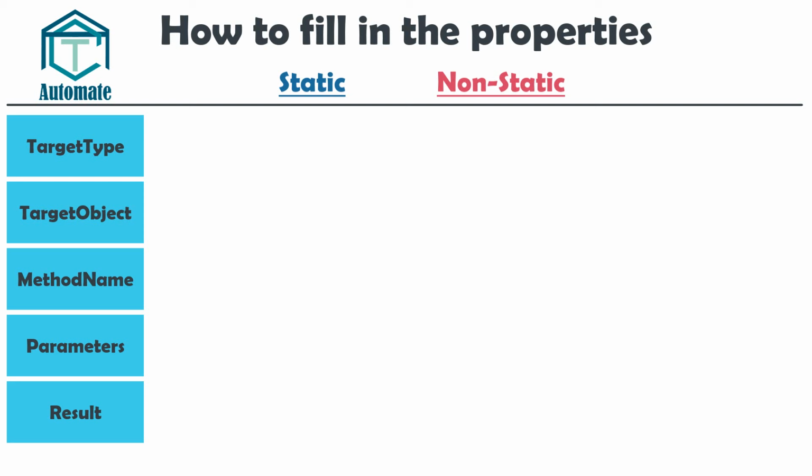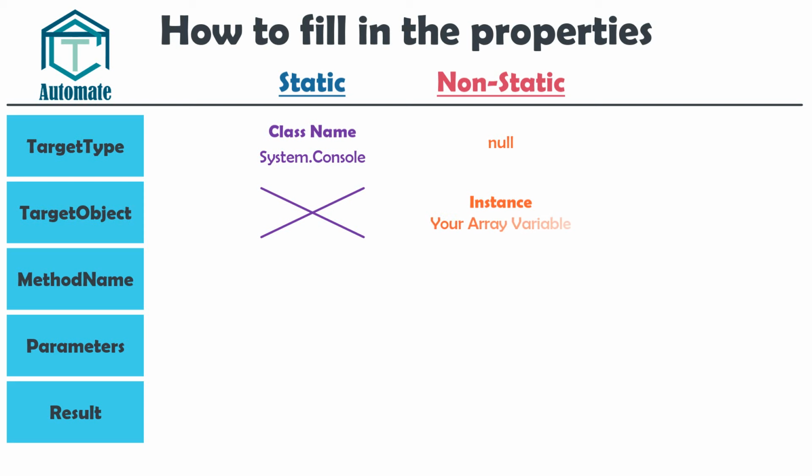In case the method is static, you have to write the class name in TargetType. For example, System.Console, if you want to use the method WriteLine. The TargetObject is not to be filled in, so you have to leave it empty. But in case the method is non-static, you set null in TargetType, and in TargetObject you add your instance. For example, if you have an array variable and you want to invoke a method for this array variable, you have to add the array variable in TargetObject. This means that the array variable is the instance.